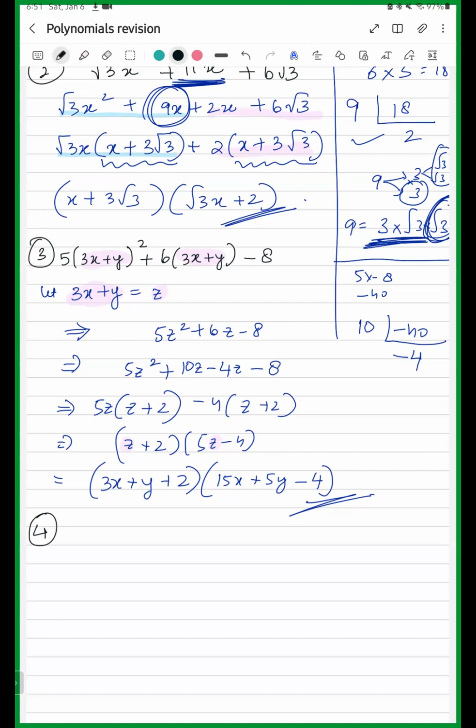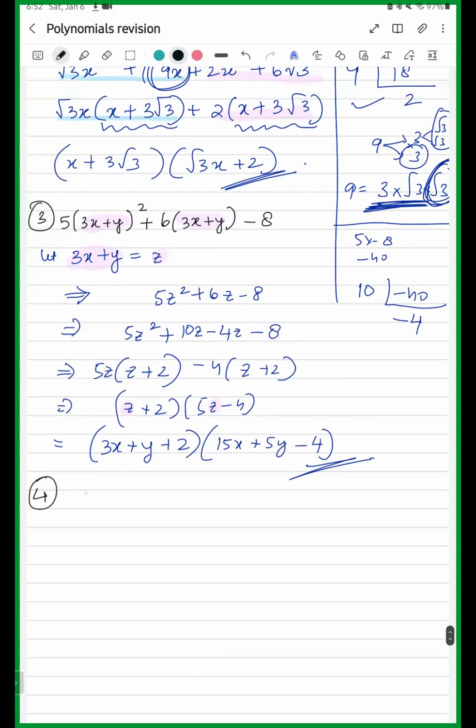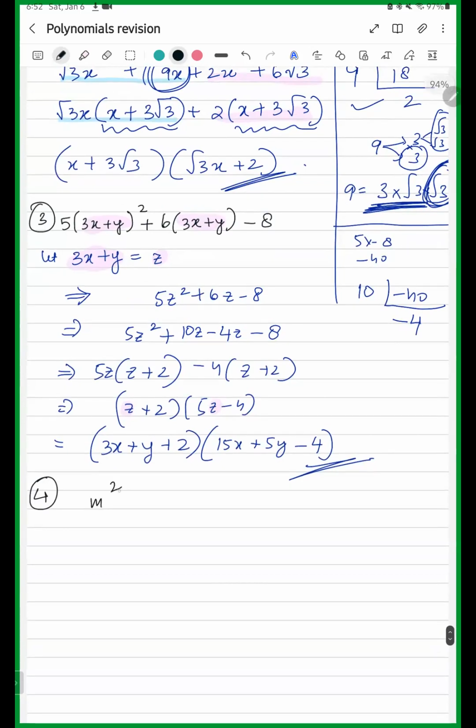Okay, let's do this one. Number m square plus 17mn minus 84n square. Okay.